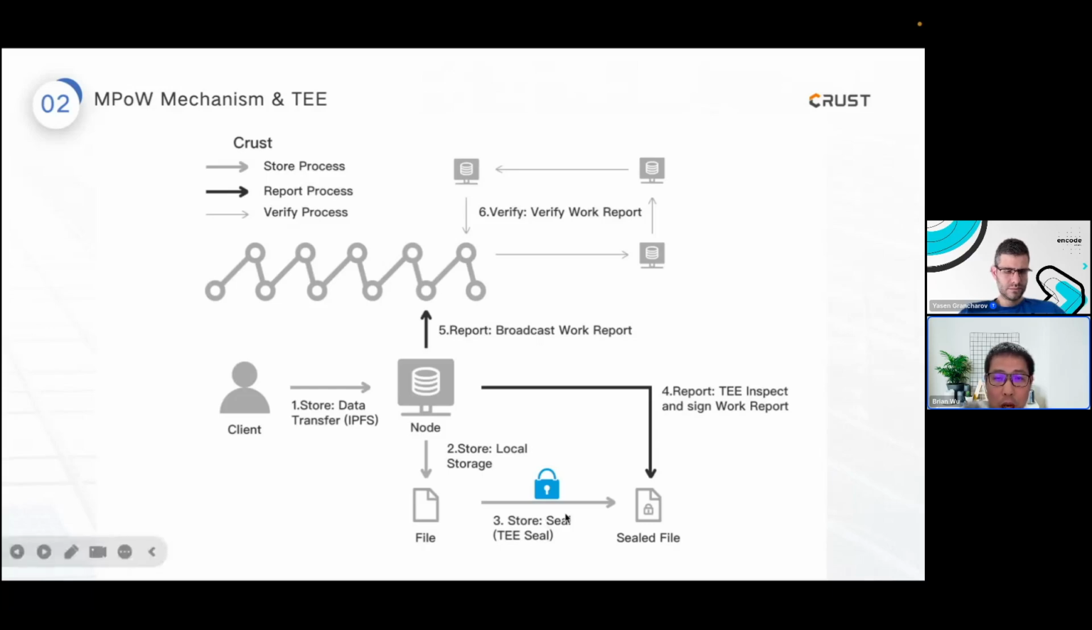the data locally. The second process is the report process, the dark lines here. The node will use the TEE to inspect and sign a work report periodically. The work report includes incremental information of the data storage work in this node. And then we will broadcast the reports onto the Crust mainnet chain. The third process is the verify process, where the on-chain logic will verify whether the work report is valid and then calculate the valid storage power for the nodes. Based on TEE technology, the nodes in the Crust network can perform non-interactive low-trust storage proof.